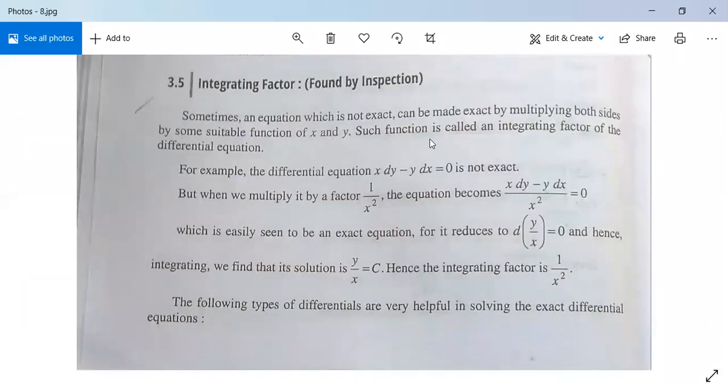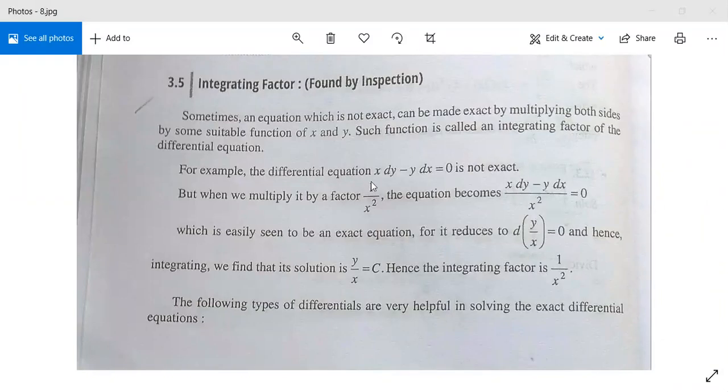Next, come to another example. Integrating factor found by inspection. Sometimes an equation which is not exact can be made exact by multiplying both sides by some function of x or y. We call such a function the integrating factor of the differential equation.